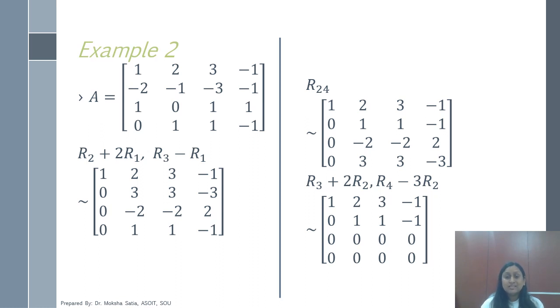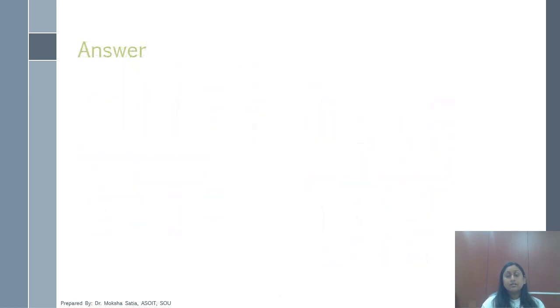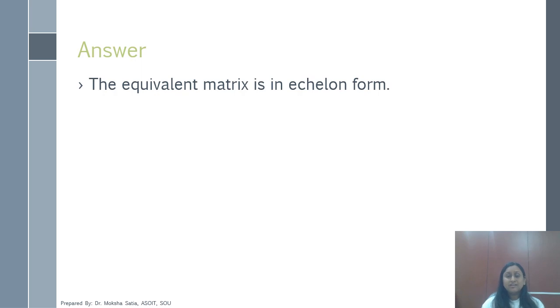Now this makes the matrix a row echelon form, as the non-zero rows have leading 1s and those leading 1s have zeros below them in that column. So the answer is that we have an equivalent matrix in echelon form, and the number of non-zero rows of this echelon form is 2. The other 2 are zero rows, and that's why the rank of the matrix is 2.